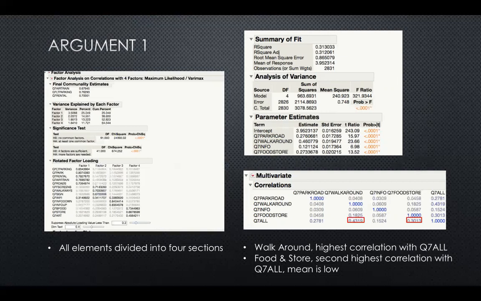According to the chart on the right side, workaround has the highest correlation with Q7 OR, and food and store has the second highest correlation with Q7 OR. But as we mentioned before, the mean of food and store is low, so we definitely need to take some action to improve this part.